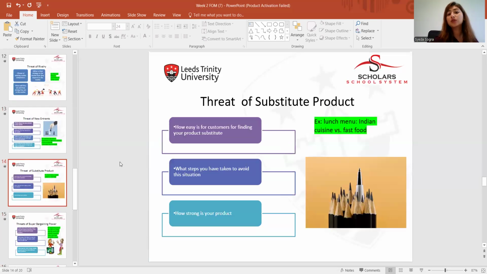Then we have threat of substitute products. That means how easy it is for customers to find a substitute product. So what steps should be taken to avoid this situation? And how strong is the product of a certain company, so that they do not have customers switching or leaving them for other competitors?